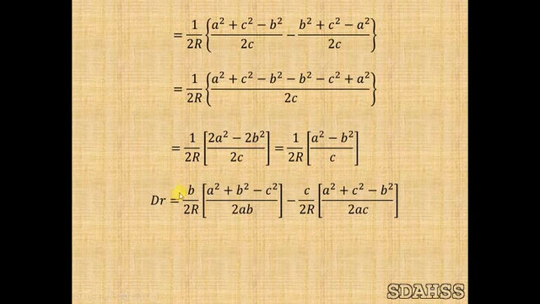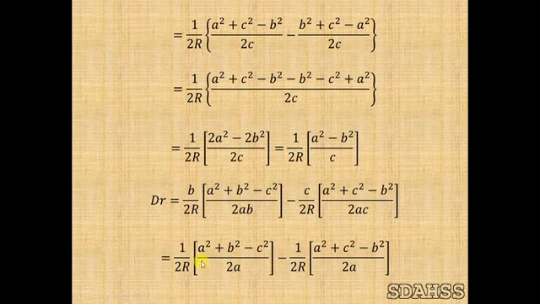Now consider the denominator. The denominator, in the place of sin B you have to write b by 2R. In the place of cos C you have to write a square plus b square minus c square divided by 2ab, minus in the place of sin C you have to write c by 2R. In the place of cos B you have to write a square plus c square minus b square divided by 2ac. Here b cancel, c cancel, remaining you have 1 by 2R into a square plus b square minus c square divided by 2a, minus 1 by 2R into a square plus c square minus b square divided by 2a.